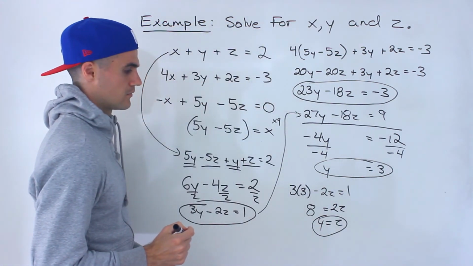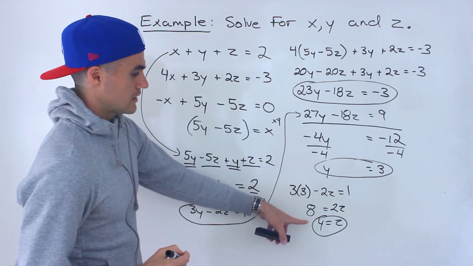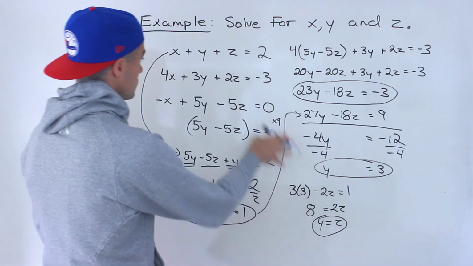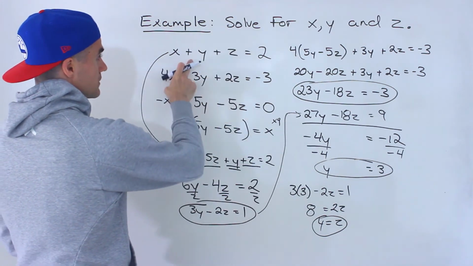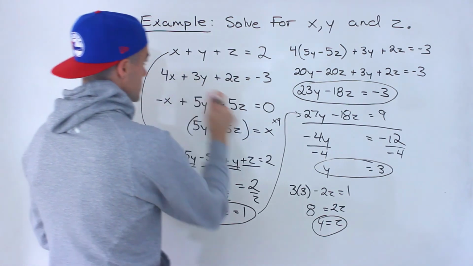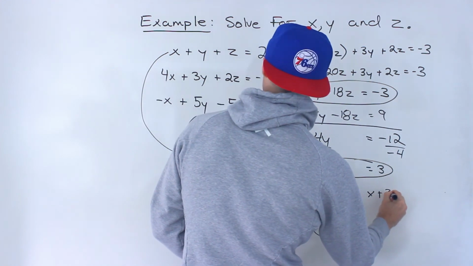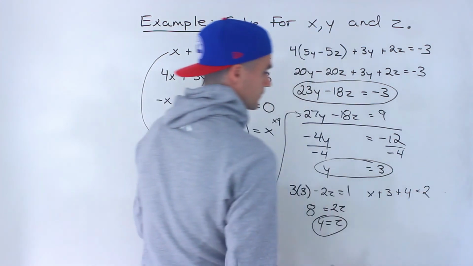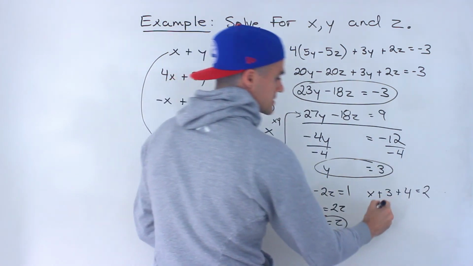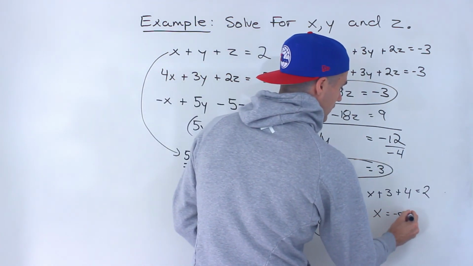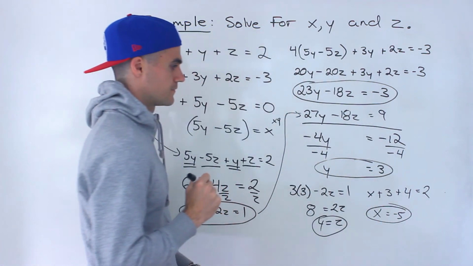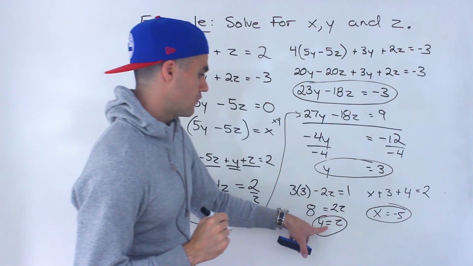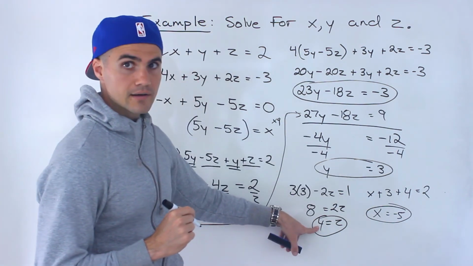And then we have the y and the z, and you could take those two and plug them into one of the original equations. I feel like this one is the easiest one to plug in. So we'll have x plus 3 plus 4 is equal to 2. So this would be 7, bring it over, 2 minus 7 would be -5. All right, so x is -5, y is 3, z is 4.